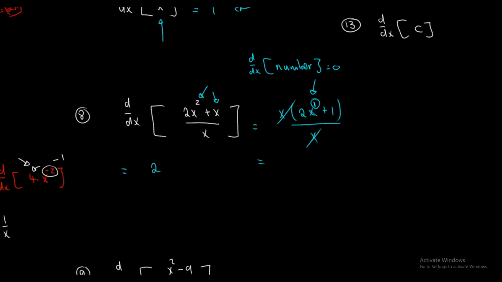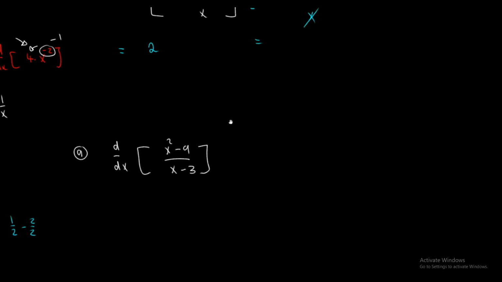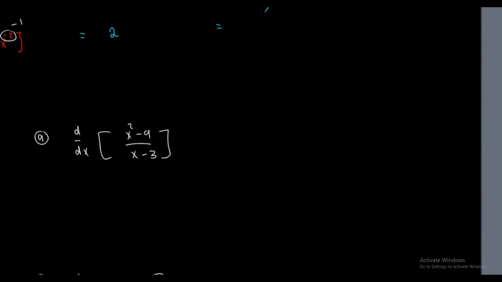So my final answer will simply be 2. Okay, what about number 9? On number 9, I can first factor. I can factor number 9 by saying x minus 3, x plus 3 over x minus 3. This is the difference of perfect squares.